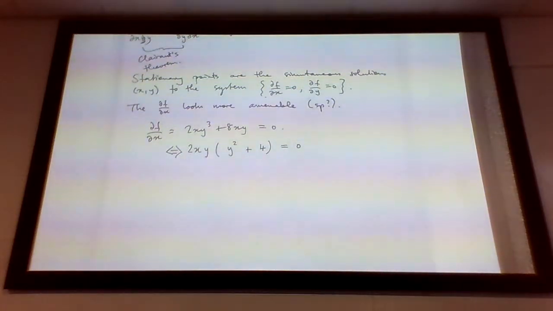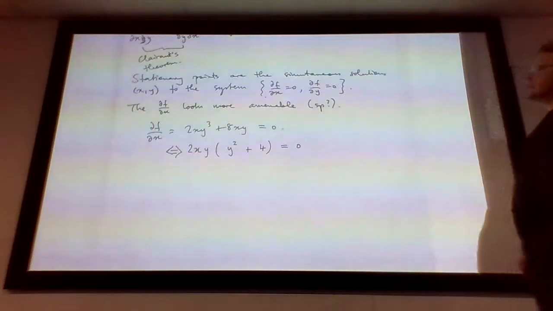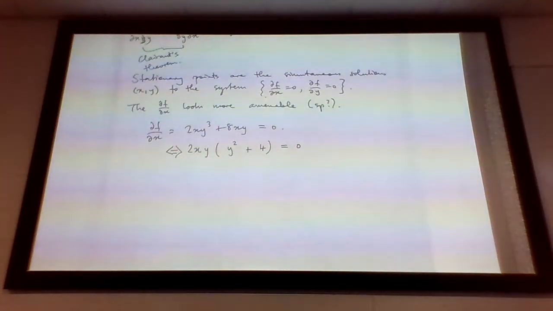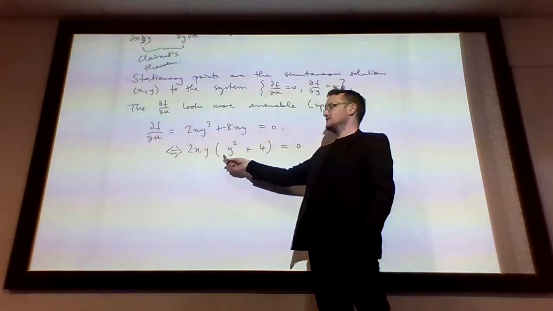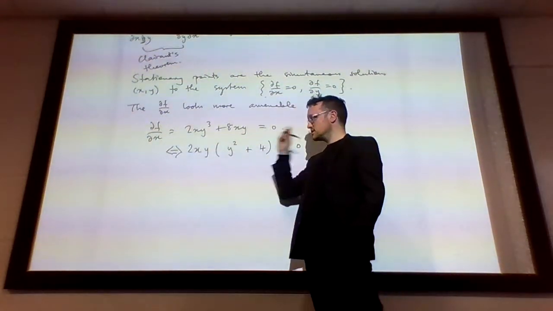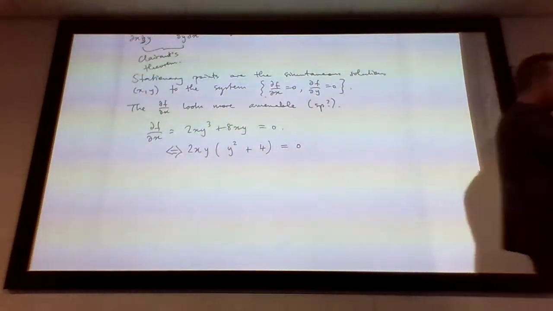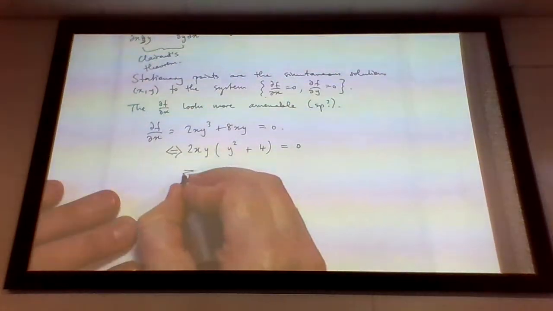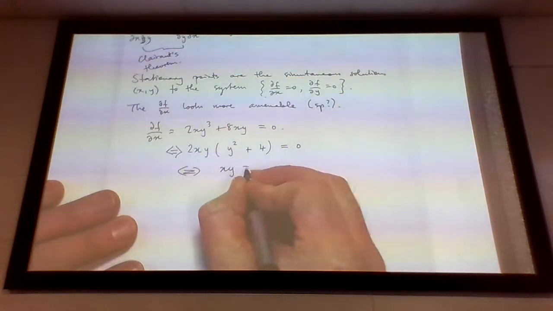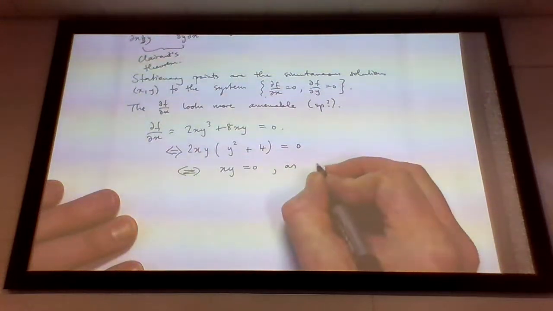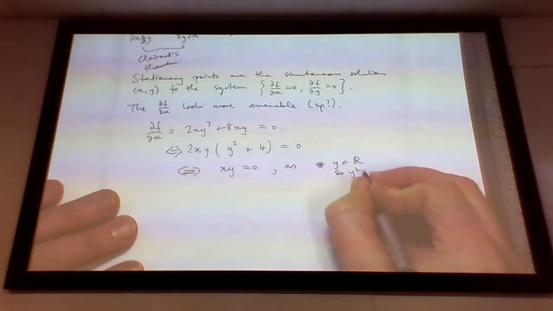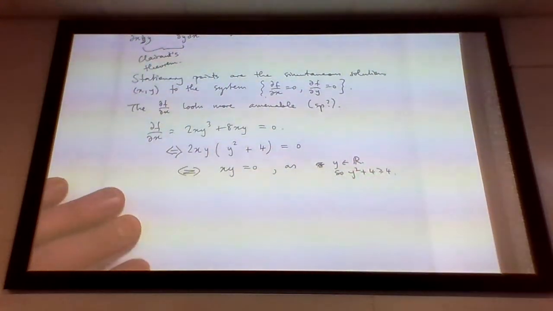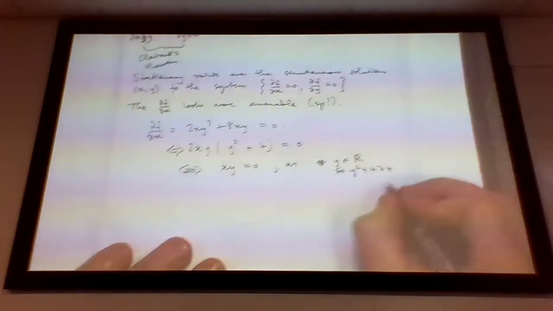And when is that 0? Well, y squared plus 4 can never be 0, because y is a real quantity, so y squared is non-negative. So this bracket is at least 4, so it's never going to be 0. So it's only going to be 0 when those other factors are 0, which is equivalent to xy being 0. Since y is a real number, y squared plus 4 is greater than or equal to 4, so the point is it's never 0.